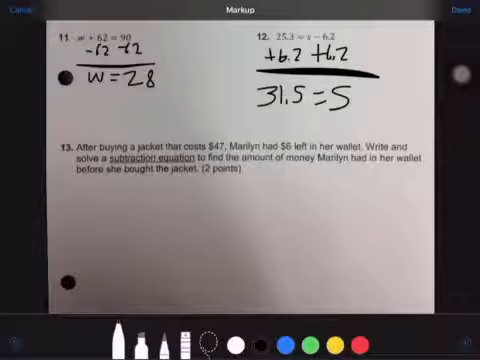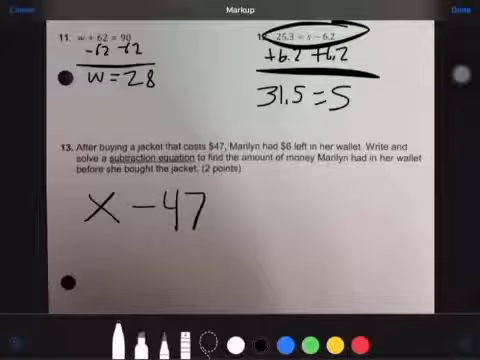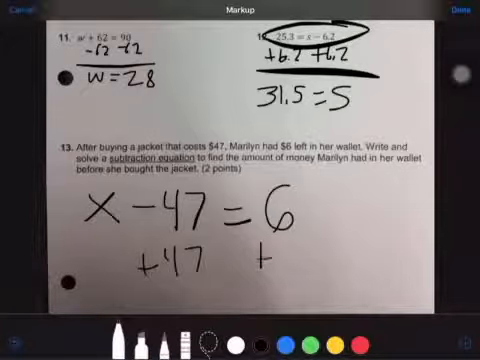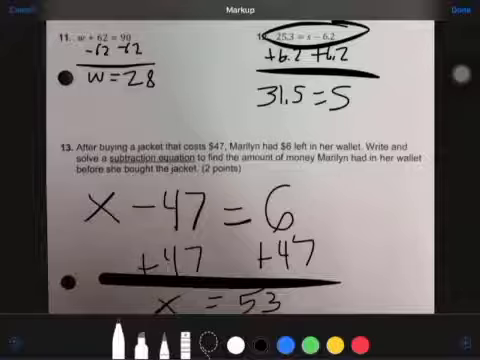Okay, last one here. You have to write a subtraction equation. So after buying a jacket that cost $47, Marilyn had $6 left in her wallet. Okay, well I look up here, there's a subtraction equation I can kind of use. So we're thinking she had some money in her pocket. She spent 47, so that'd be like subtracting 47, and she's left with 6, so it's equal to 6. So there's my equation. To solve it, inverse operations, I'm going to add 47 to both sides, and I get x equals 53. So my answer is $53.